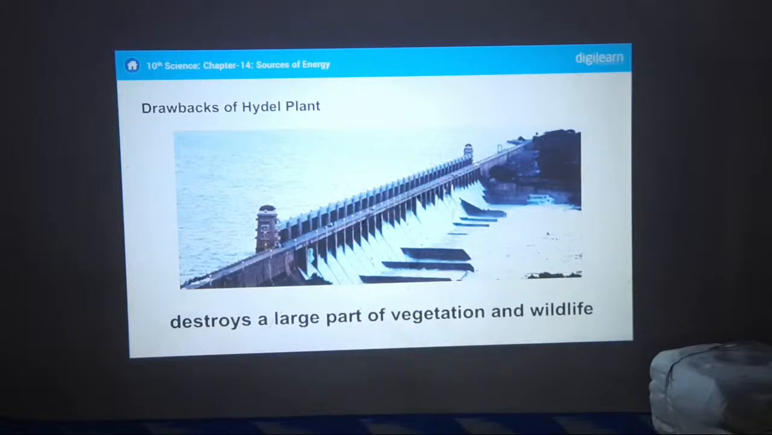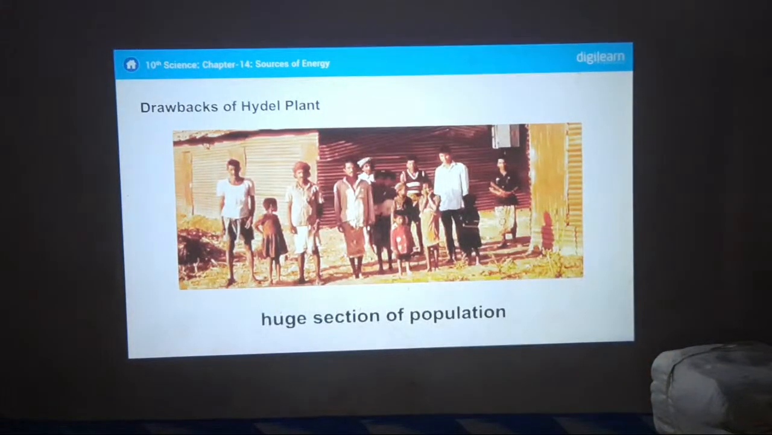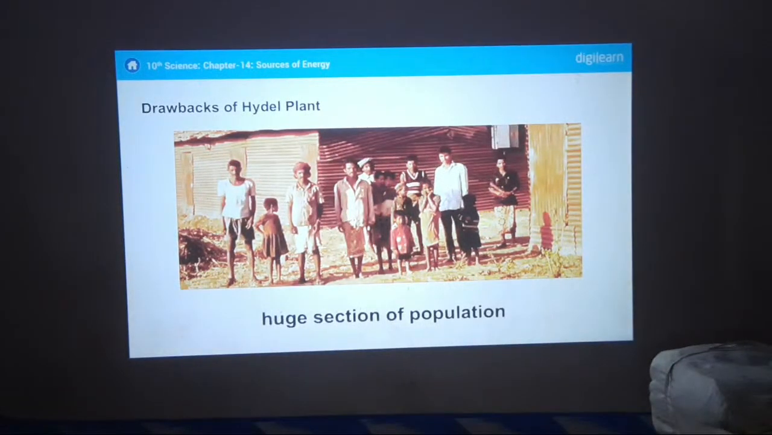Building a large dam also affects a huge section of the population which lives in the surrounding areas. Many villages need to be evacuated. Although the government comes up with some rehabilitation plan for them, the displacement of people from their roots has its own costs involved.